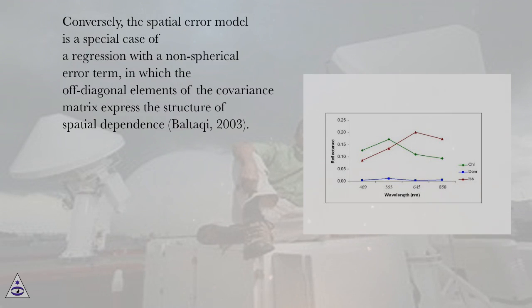Conversely, the spatial error model is a special case of a regression with a non-spherical error term, in which the off-diagonal elements of the covariance matrix express the structure of spatial dependence, Baltagi, 2003.